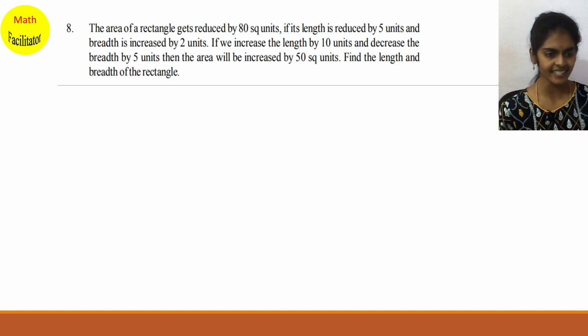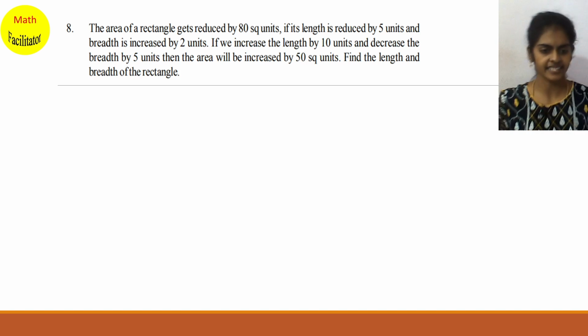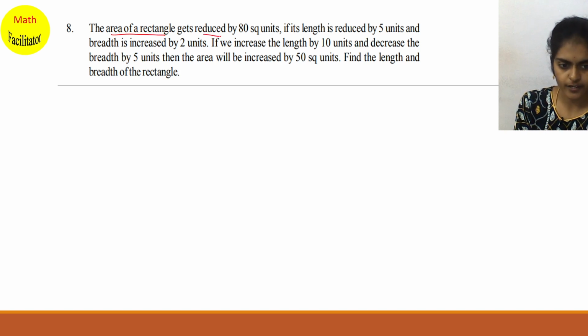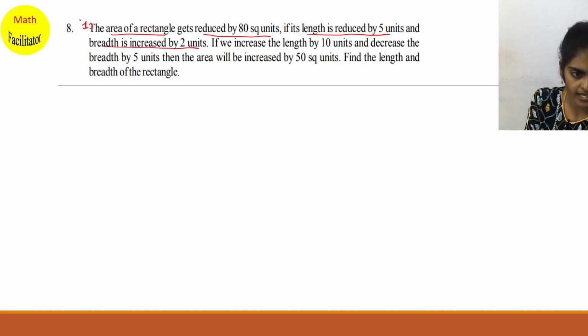Let's get started. Question number 8. The area of a rectangle gets reduced by 80 units when the length is reduced by 5 units and the breadth is increased by 2 units. So this is the first condition. And see the second condition. Let me change the color. The second condition, let us denote with blue color.